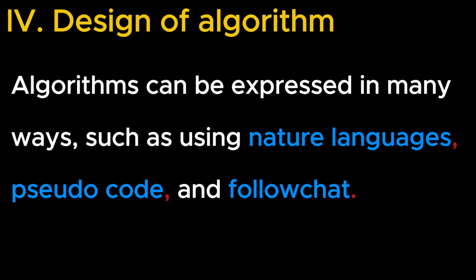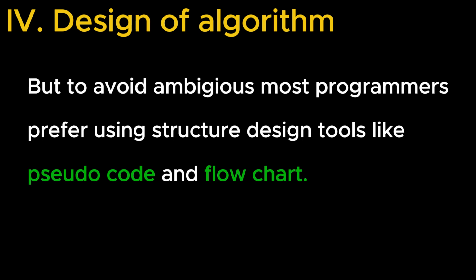The topic number 4 is design of algorithms. In this topic, we will see how an algorithm is designed by using different procedures. An algorithm can be expressed in many ways, such as using natural languages, pseudocode, and flowcharts. But to avoid ambiguity, most programmers prefer using structured design tools like pseudocode and flowcharts so as to avoid confusion.